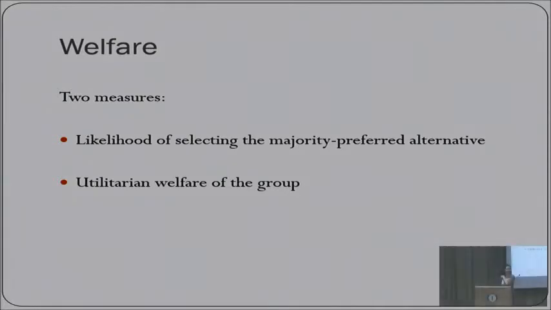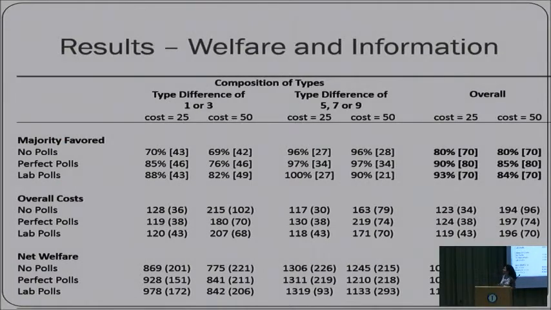In terms of welfare, you can think about 2 types of welfare criteria here. First of all, you can think about the likelihood of actually electing the majority preferred alternative. And the second one is just utilitarian welfare for the group. Okay. Let me show you a big and daunting table.